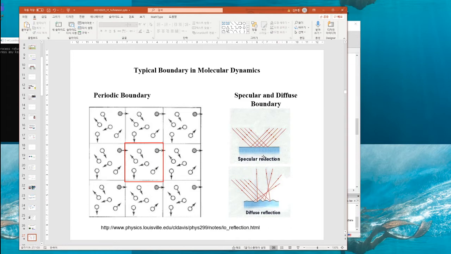Specular reflection is very nice for statistical conformation. The molecules can maintain their velocity distribution, but you cannot really control the temperature. But if you use a diffuse reflection, they reflect the incoming molecules with a certain distribution, and you will have control over the temperature.